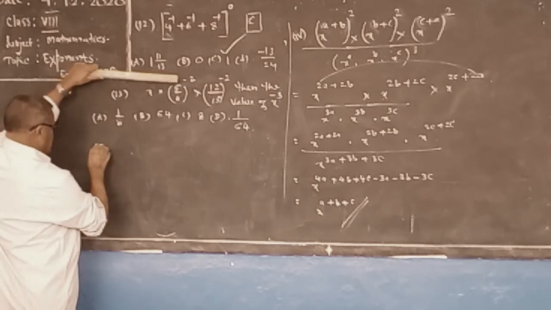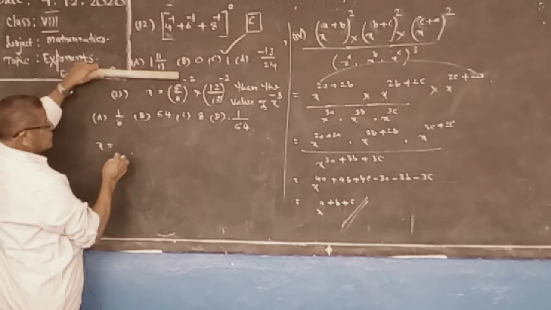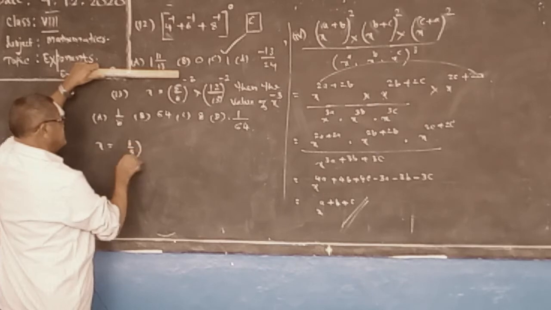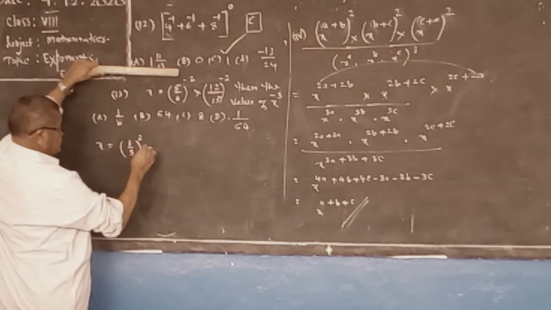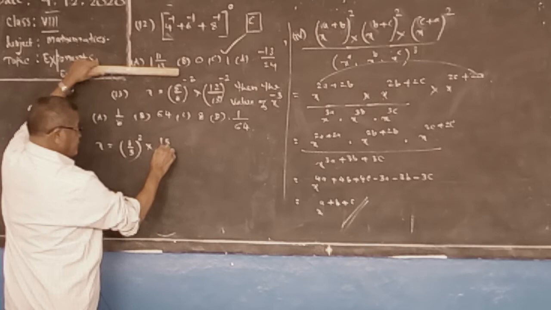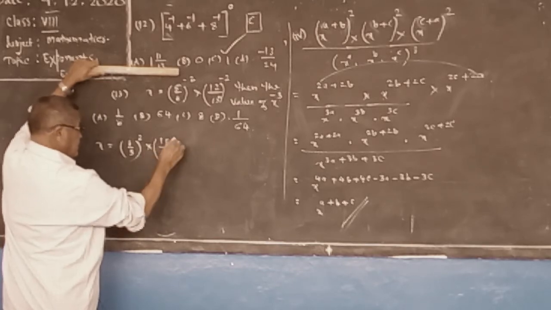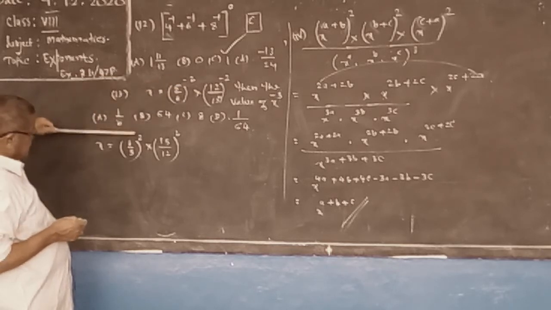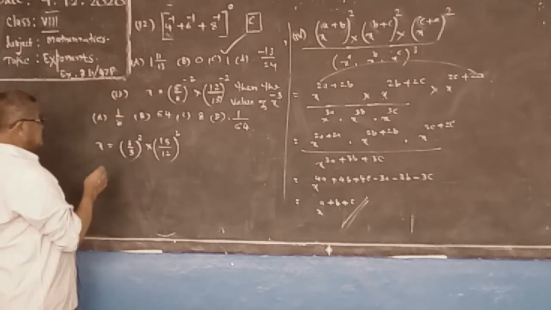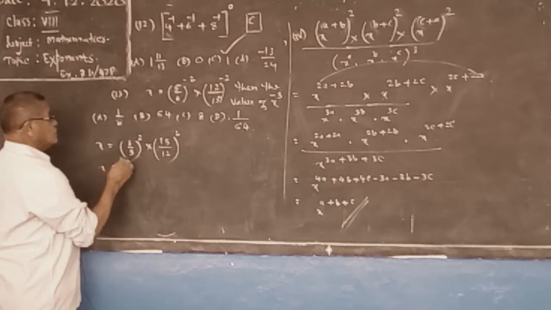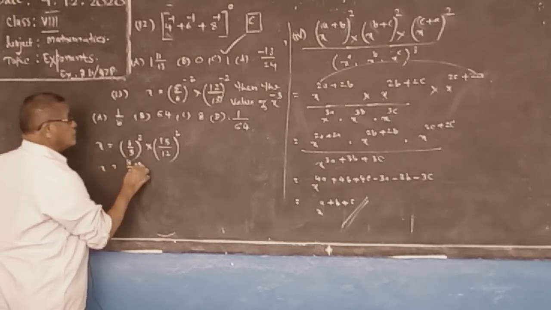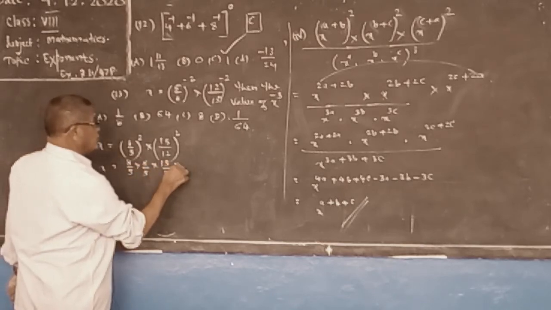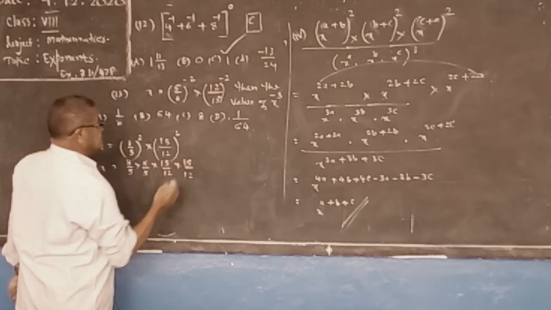This x is equal to, we can write as, (8 by 5) squared, the minus cancels, into (15 by 12), the minus cancels. We reverse the fraction, minus 2 minus removed. Now let us simplify. x is equal to 8 by 5 into 8 by 5 into 15 by 12 into 15 by 12. Cancel and simplify.